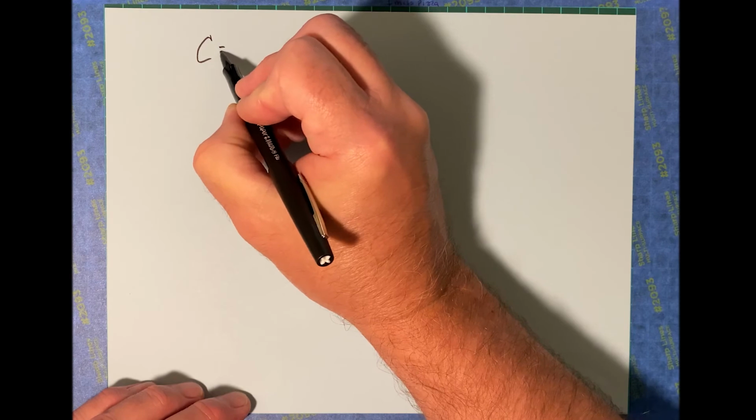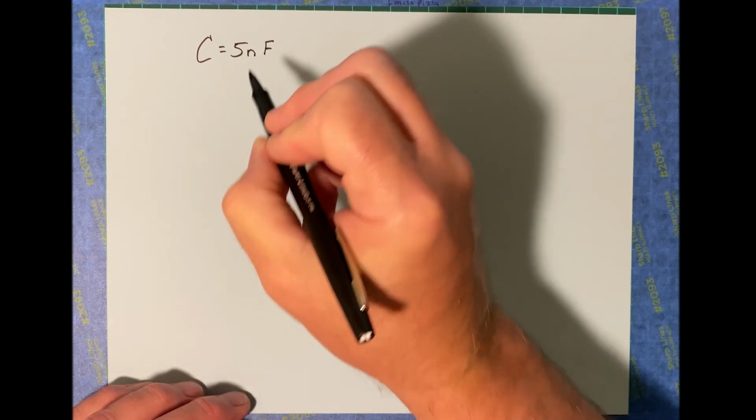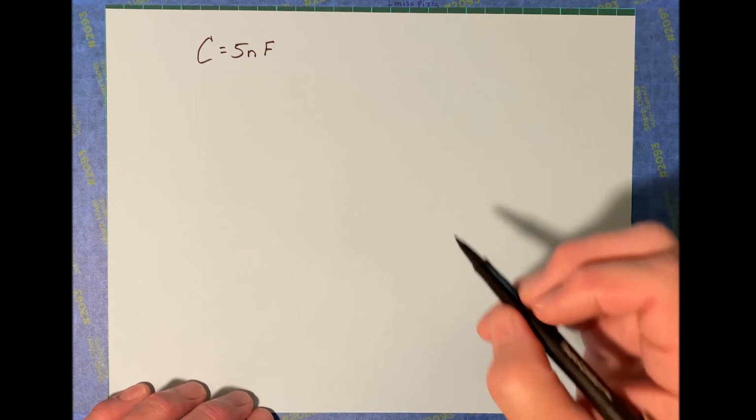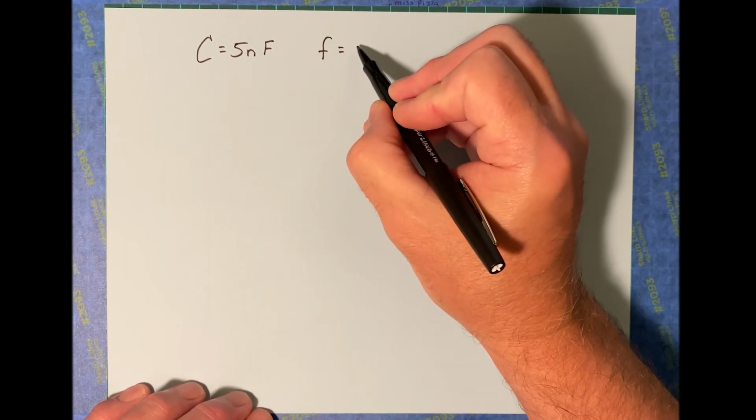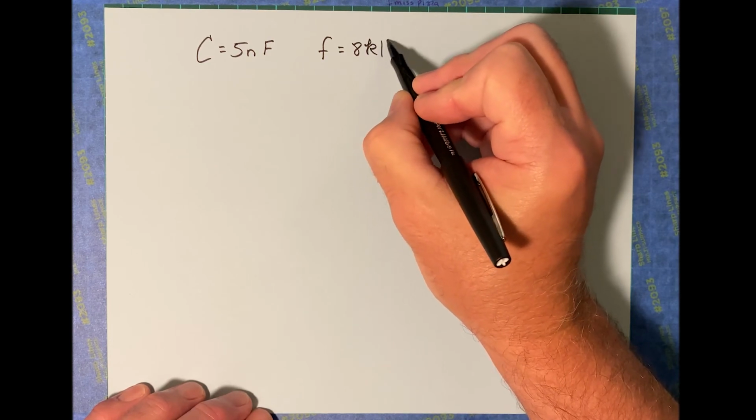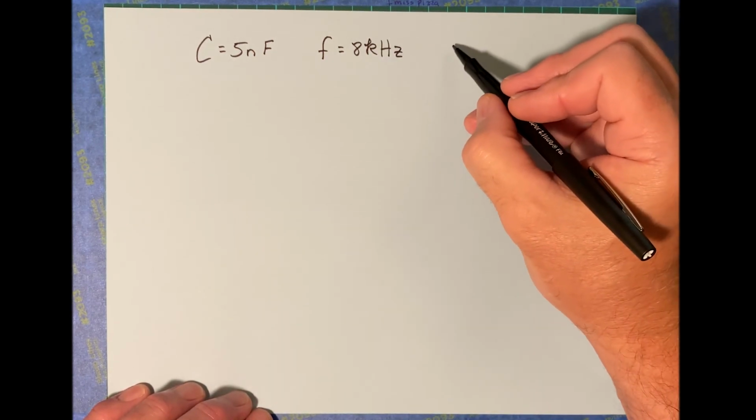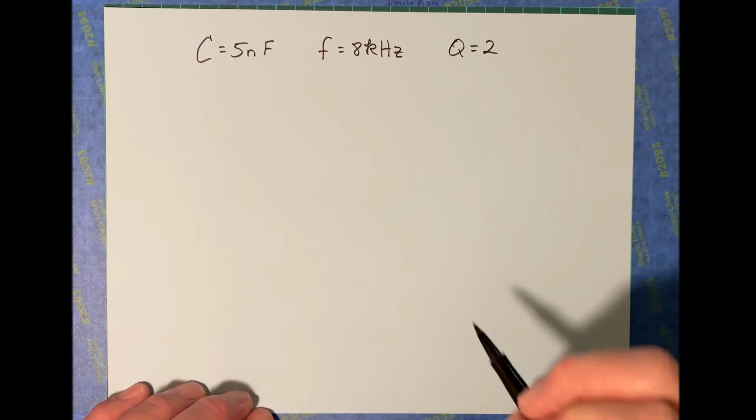Okay, I think I've confused you enough. Let's try to straighten things out by doing an example here. This will be our last example. What we're going to do is design a series RLC circuit that is a band pass filter. And here are the specifications that we have to work with. First of all, we have a capacitor that is 5 nanofarads, and we need to use that in our design. We need a center frequency that is 8 kilohertz.